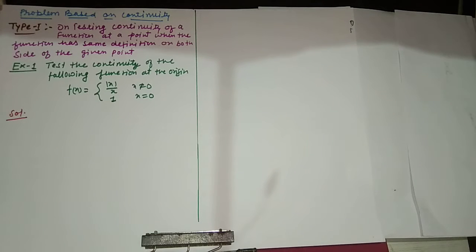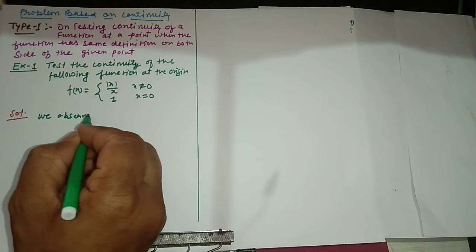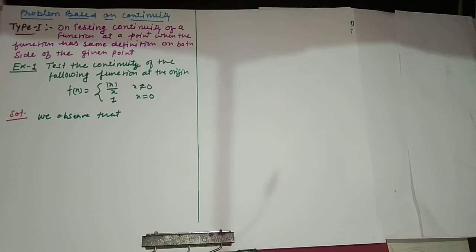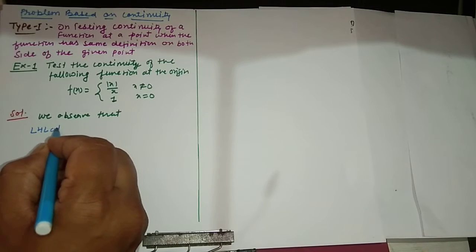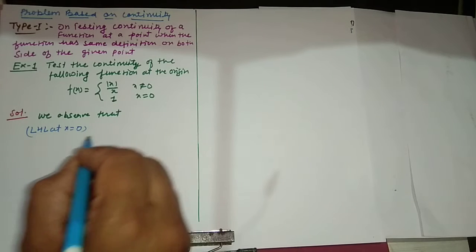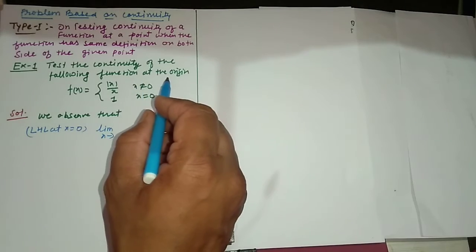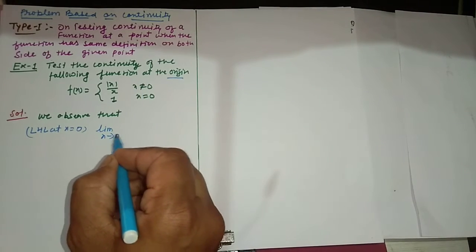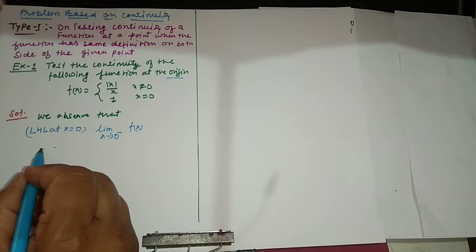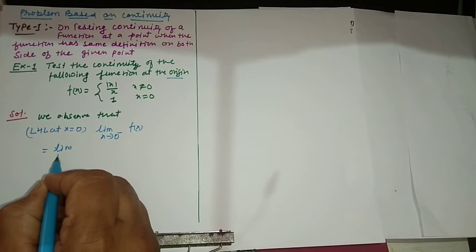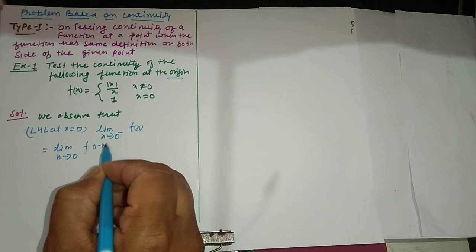Okay, so first of all we will write that we observe what we have given. Left hand limit at x is equal to 0. Clear? Limit as x tends to, at which point we have to check the continuity, at 0, so we write 0 minus f(x). Clear? Further it can be written as limit h tends to 0. We are supposing a very small element h, f(0 minus h).